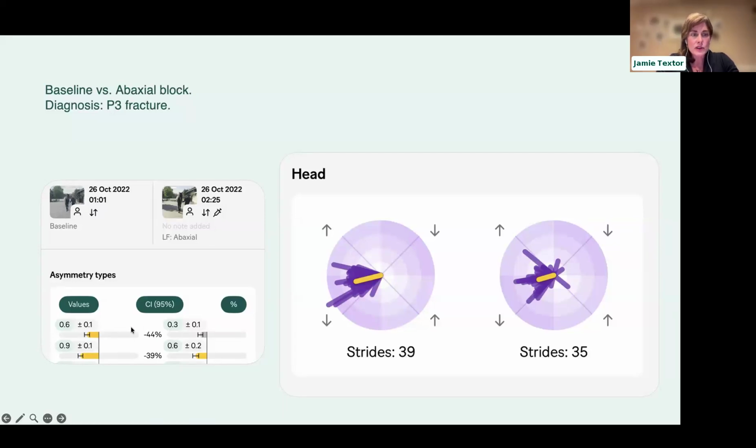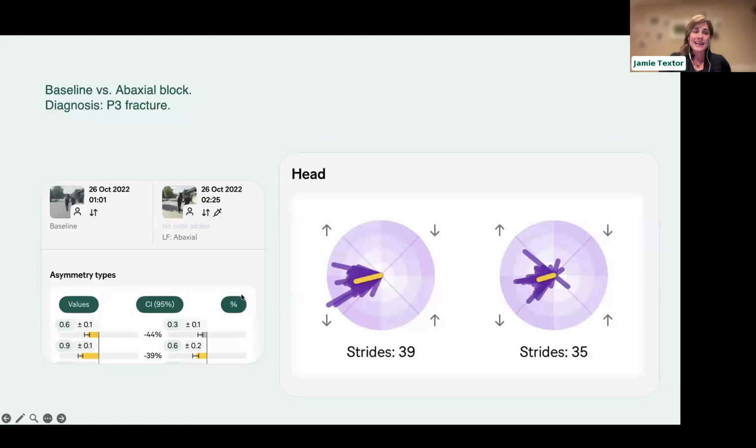And so if you move over here, you can see that the magnitude, that is the length of those asymmetry lines, those bars, has reduced. In fact, this one changed color to be a gray. That's a lower threshold of asymmetry. And this one during impact also was reduced, still yellow threshold.